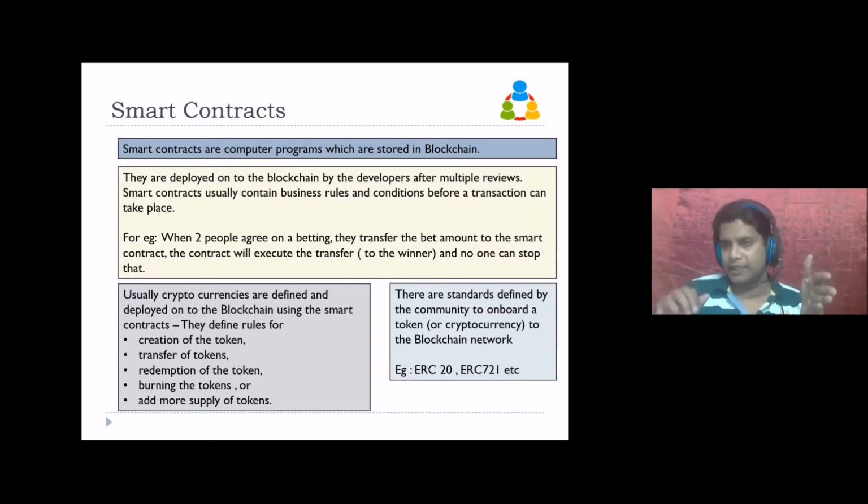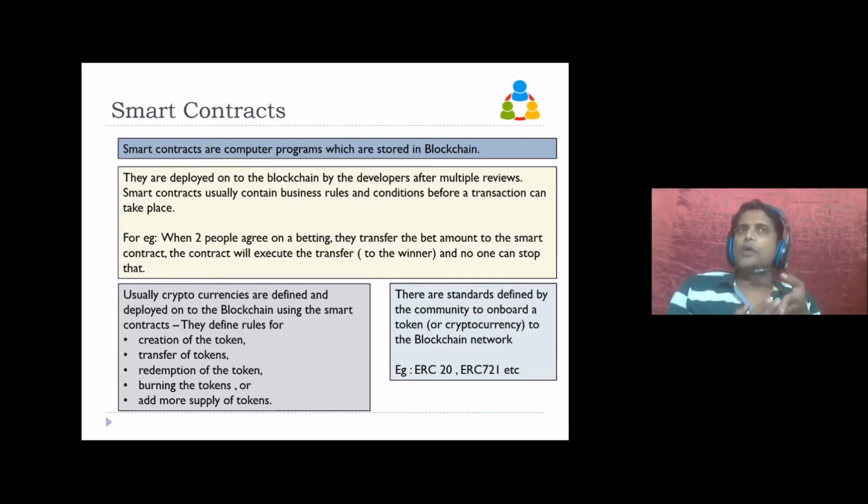There will be a token symbol, right? And then what is the name? It will be a 3-letter or a 2-letter symbol. All those things can be defined. How many tokens have to be made available onto the blockchain network, what will be the rules of transferring, and how much should be transferred, what could be the network fee. All those things can be defined using a smart contract.